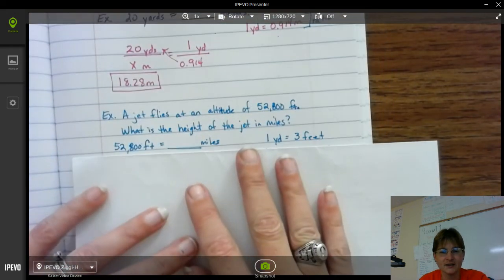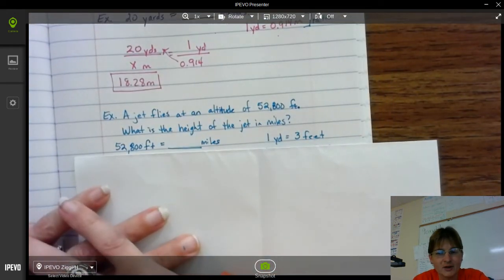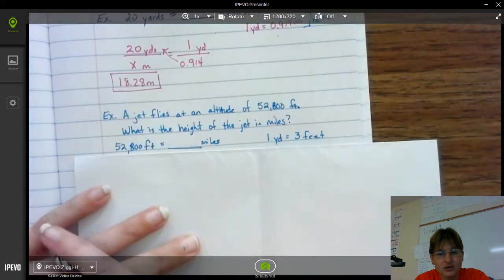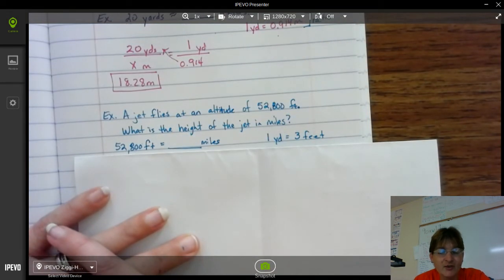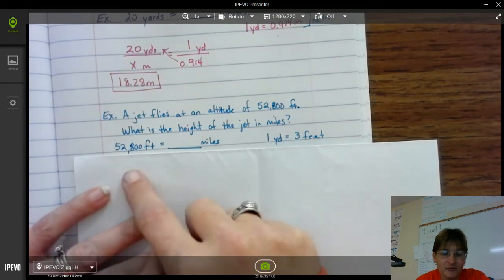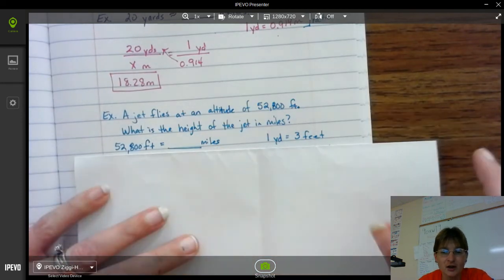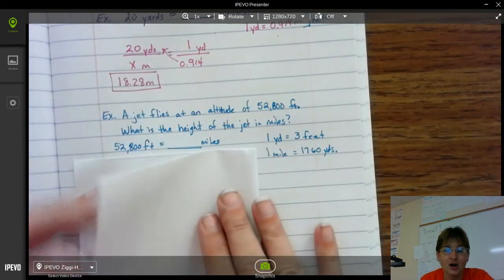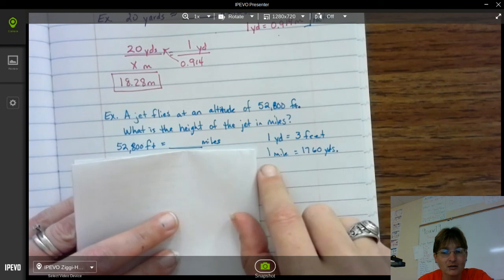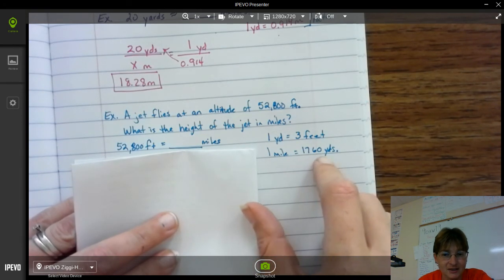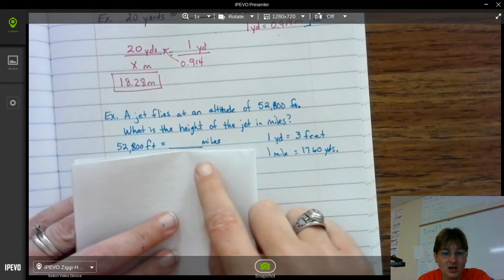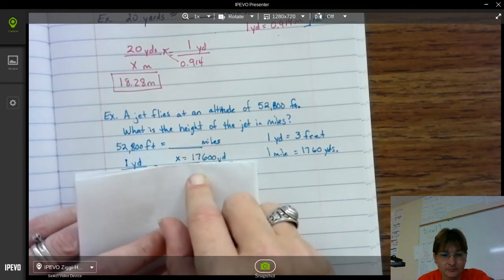Last but certainly not least, one with the same measurements in customary or in metric makes it a little bit easier, but they could jump around. So we have a jet that flies at an altitude of 52,800 feet. What is the height of the jet in miles? So we're going from feet to miles. If you look at your formula chart, we do not have a feet to miles. We have 1 yard to 3 feet, 1 mile to 1,760 yards. We can use this information to solve for feet to miles.